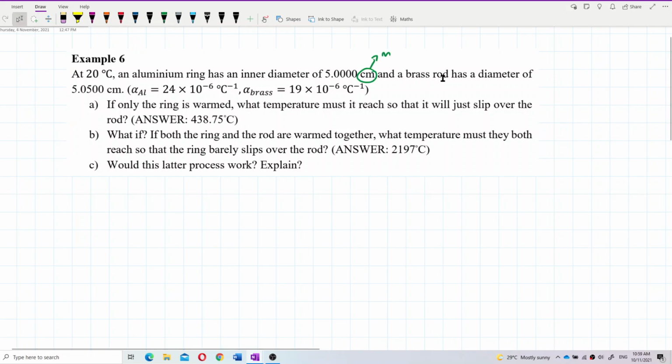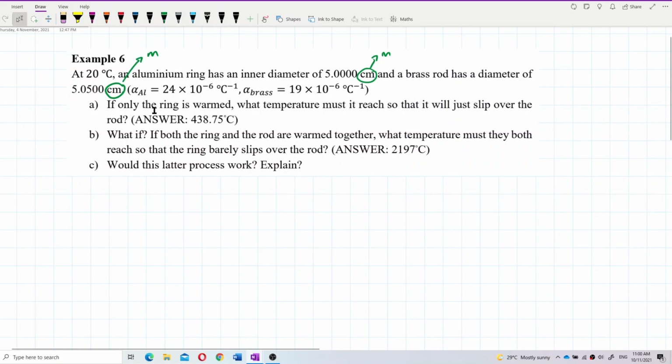And then you have a brass rod with diameter of 5.0500 centimeter. Again, this is non-SI unit. You have to change it to meter. Okay, given the coefficient of linear expansion alpha, he gives for both materials, aluminium and brass. We have two objects here. One is aluminium ring, another one is brass rod.